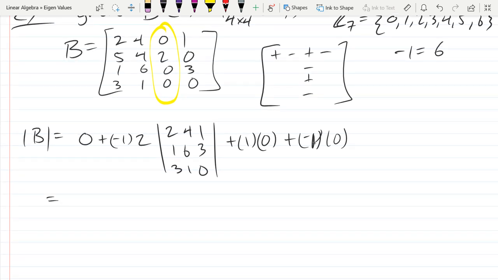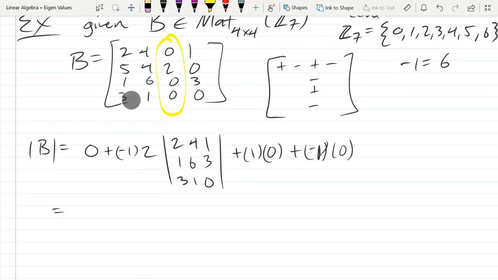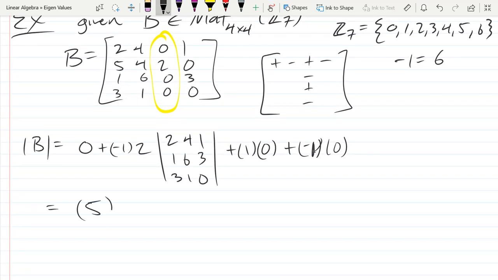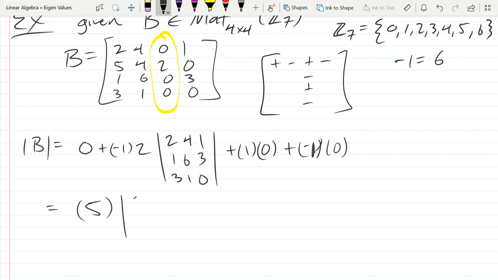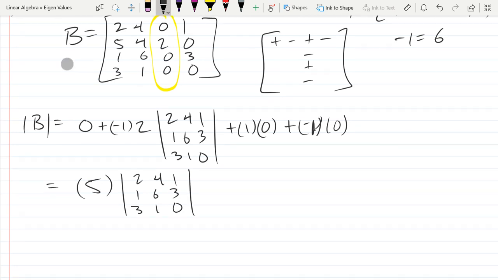So negative 1 is really 6. 6 times 2 is 12, which is 5. So negative 1 times 2 is 5. So all I did was basically discard those zeros, multiply negative 1 times 2, which is 5. All right, what do we do next? Find a 3 by 3. So we got 3 by 3. How do we get the determinant?